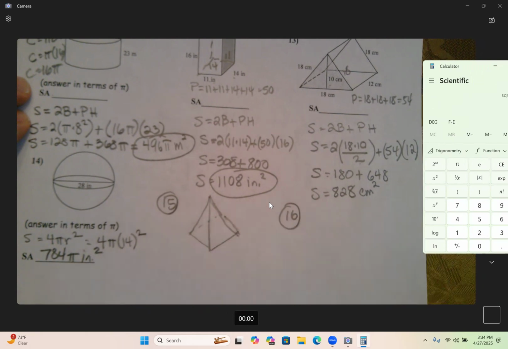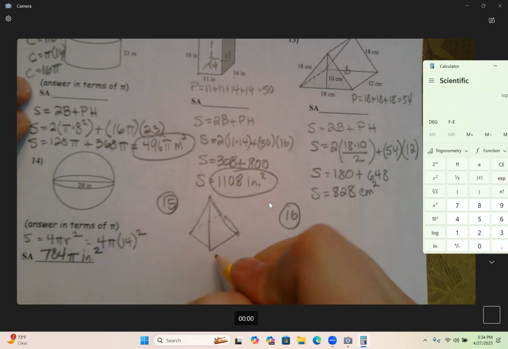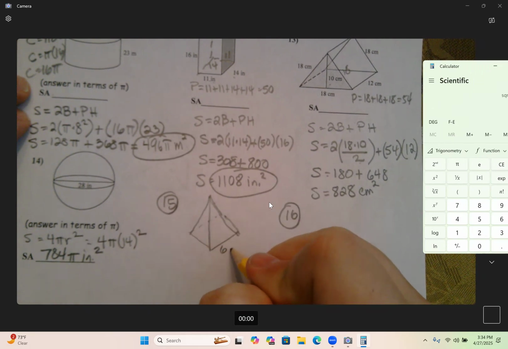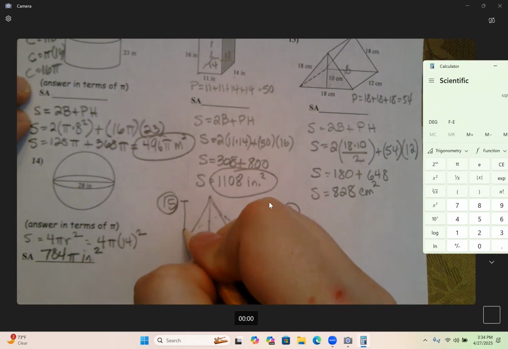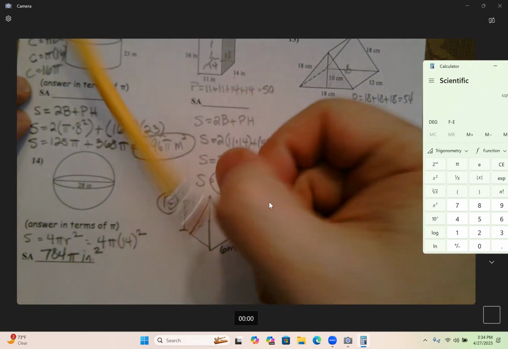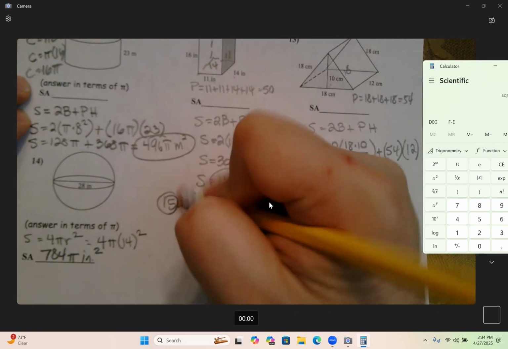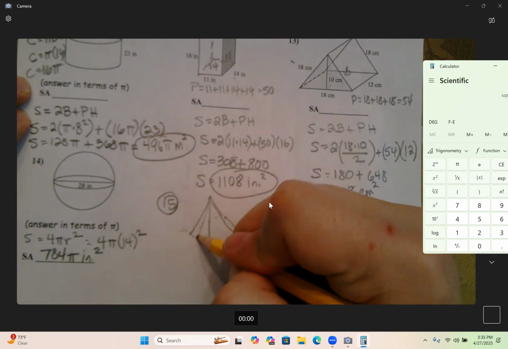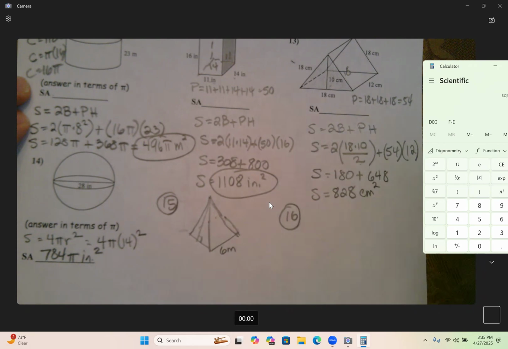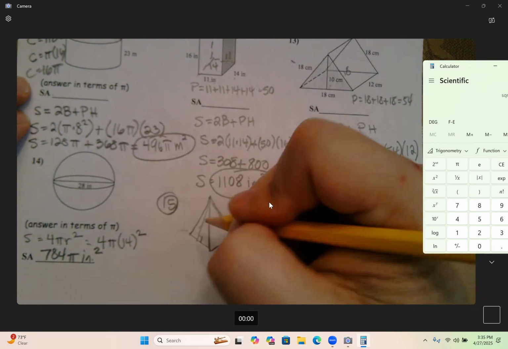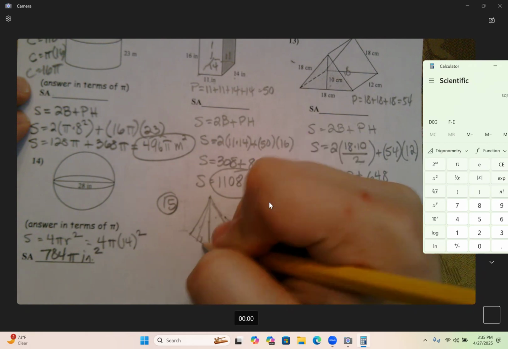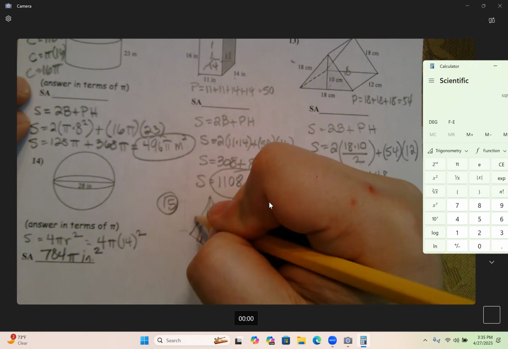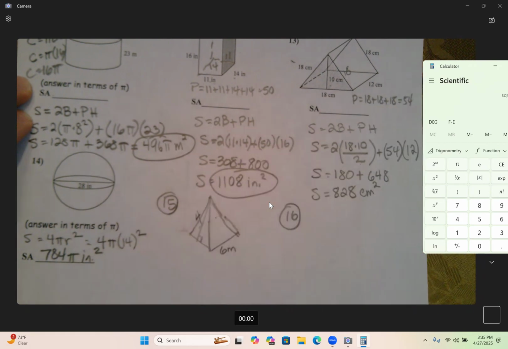Okay, so we have a square pyramid, and let's say each side of the square base is 6 meters. And then the height of this is not height, sorry. On a pyramid, you need the slant height. So the slant height of this figure would be, let's say it's 5. Excuse me, let's say it's 4 meters. All right, so that's given in the problem.